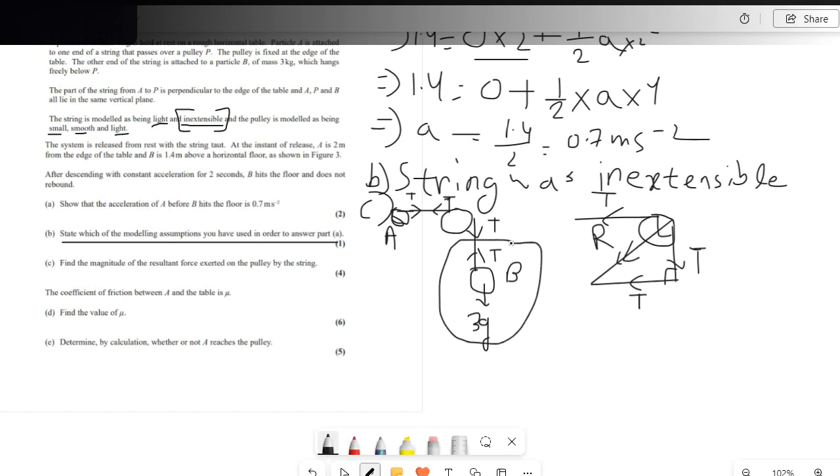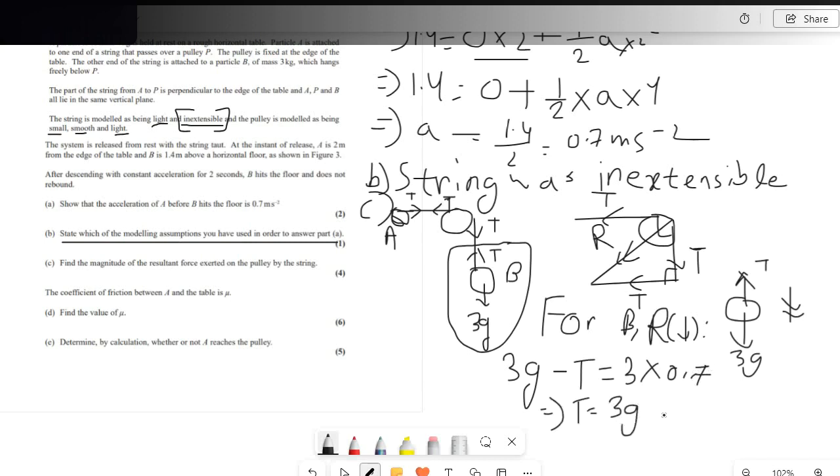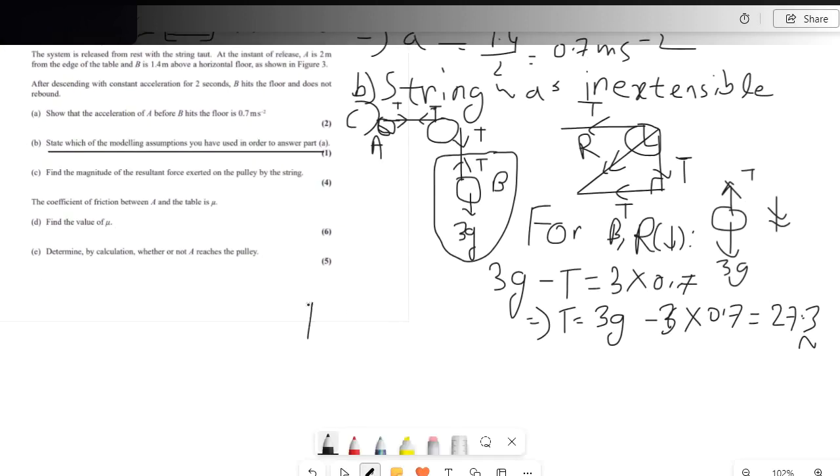So we have to use this system for B. So saying for B, this is 3g or weight, and this is the tension. Acceleration is downwards. So therefore 3g minus T, resolving downwards, is equal to 3 multiplied with acceleration, which is 0.7. So therefore tension is equal to 3g minus 3 multiplied with 0.7, and so the tension is 27.3 newtons.